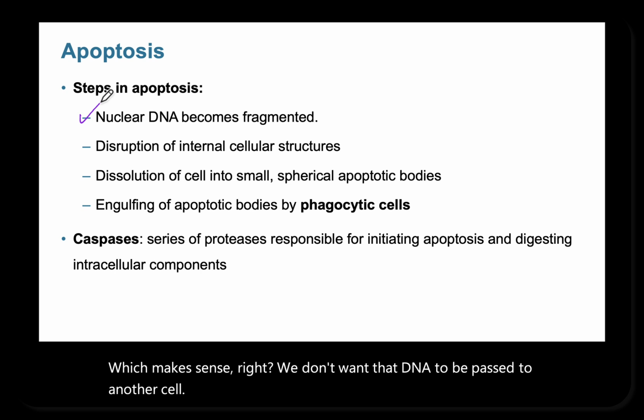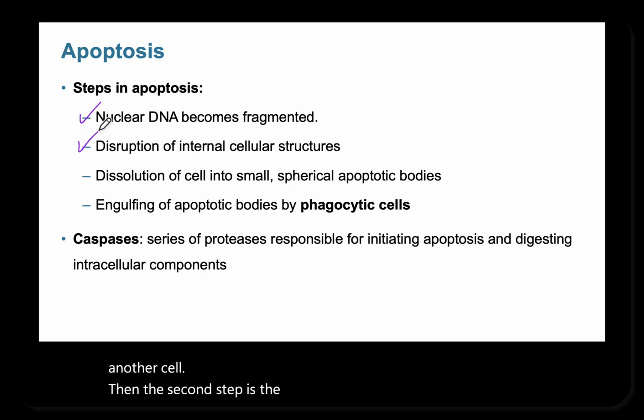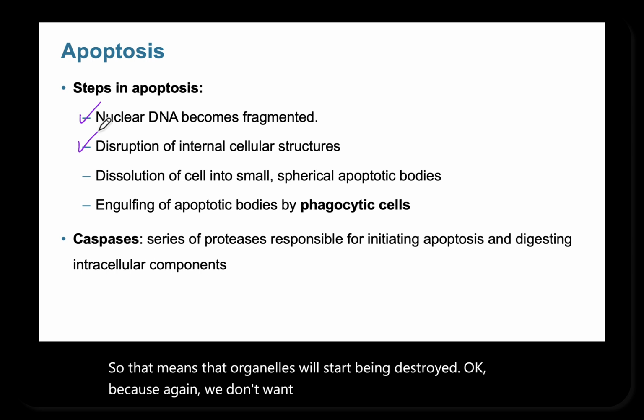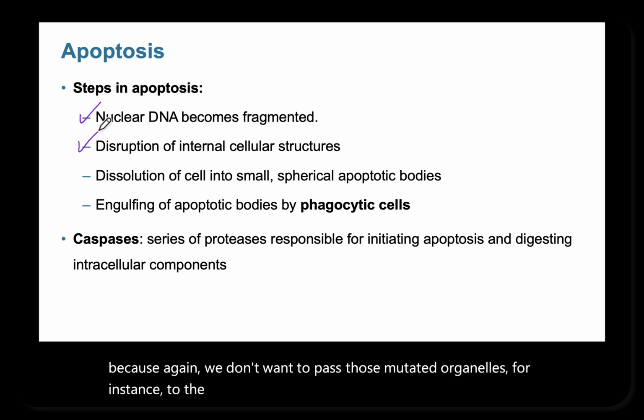Then the second step is the disruption of internal cellular structures. So that means that organelles will start being destroyed, okay? Because again, we don't want to pass those mutated organelles, for instance, to the next cell.